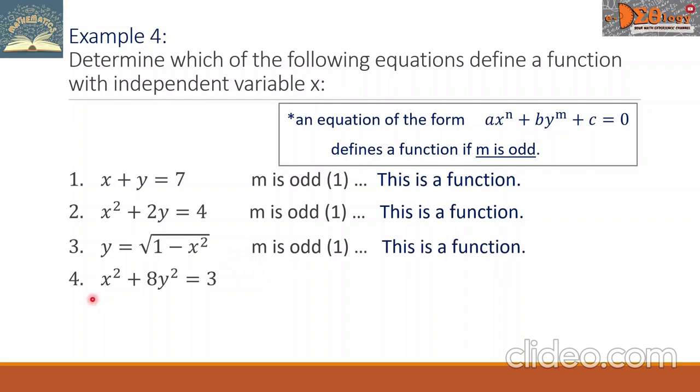Then, fourth equation: x squared plus 8y squared equals 3. In this case, the exponent of y is 2. And we know that 2 is even. Now we say that this is not a function.